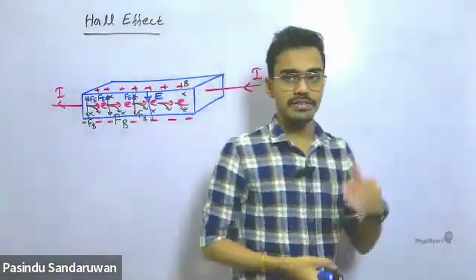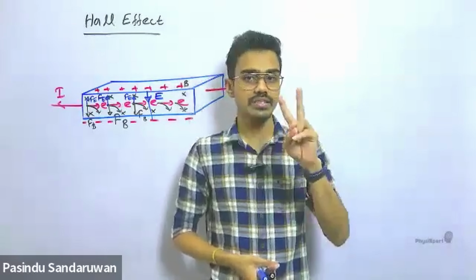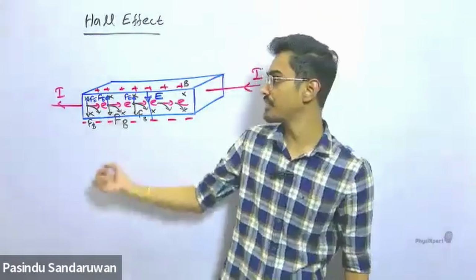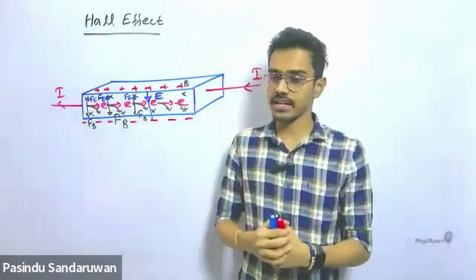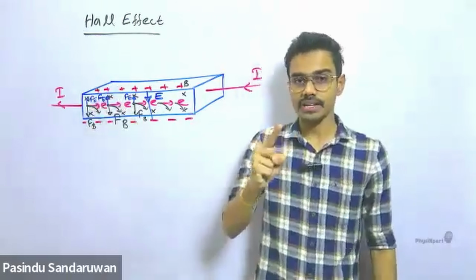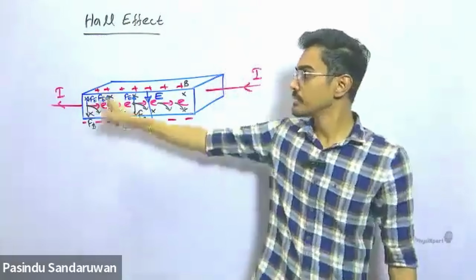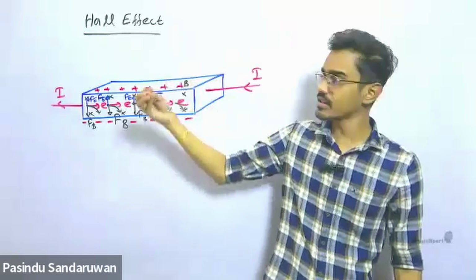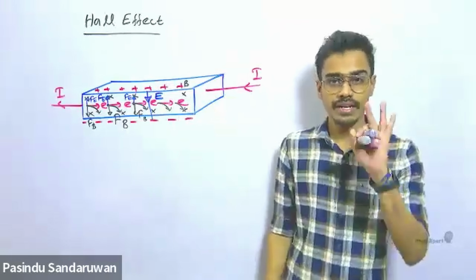Now each electron which travels through the surface has two forces acting on it. Fb is due to the magnetic field and Fe is due to the electric field. And when this keeps happening, when the potential difference increases, there is some point it reaches when Fb equals Fe, because Fe keeps increasing because of the increasing potential difference.